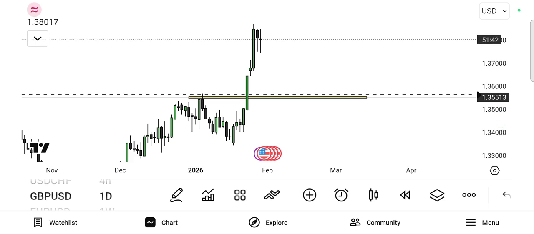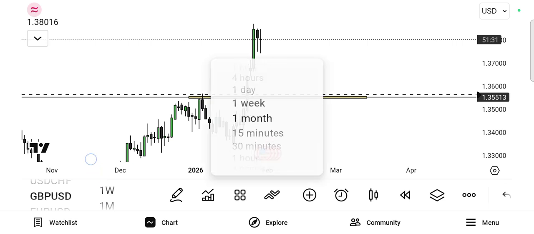So I'm a top-down analyst, so I'll be starting from the monthly time frame, scrolling to the 4-hour time frame to check what's going on in the market and how we'll be able to take advantage of this. Now I'm going to the monthly time frame.